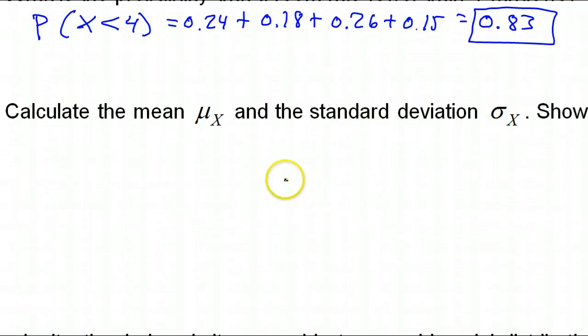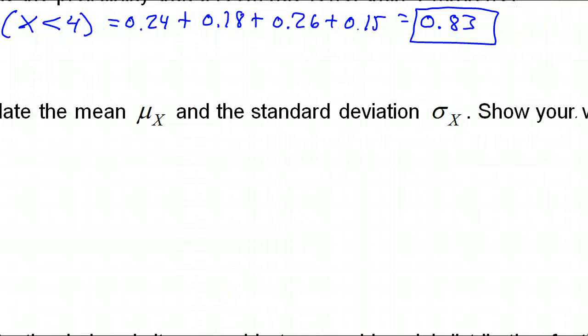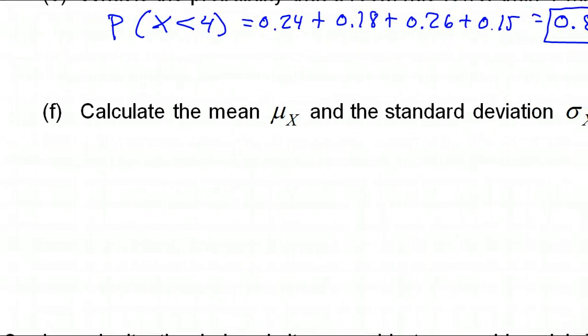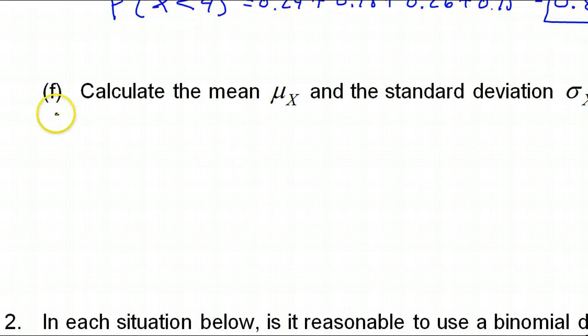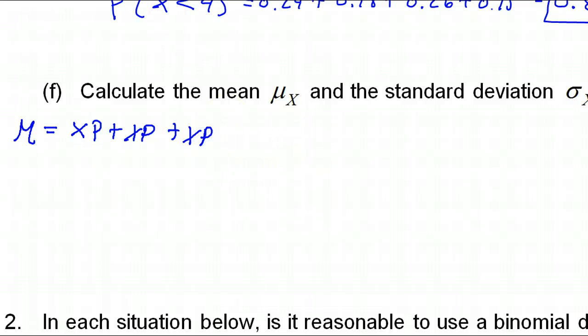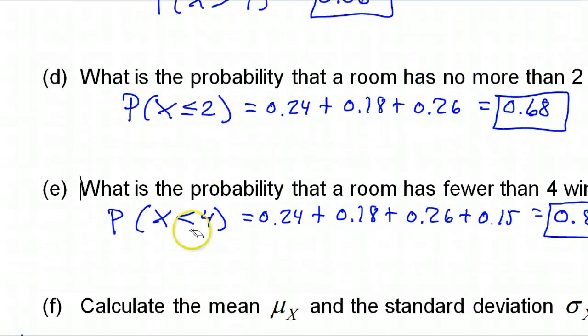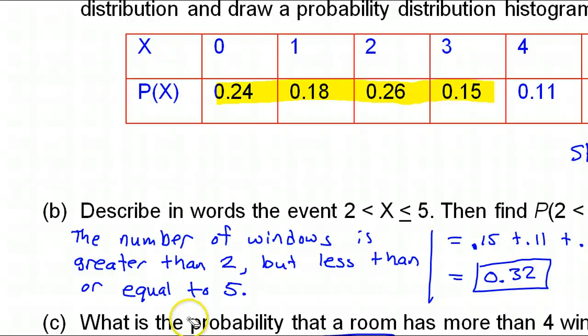All right, now calculating the mean and the standard deviation. Some of you guys just did not memorize the formula, even though I gave you the formula on a little piece of paper, you still didn't get it. So here we go. If I want to calculate the mean, you need to understand that the mean is XP plus XP plus XP until I get to the end. I'm talking about the X value times the probability. In this case, of course, the X values are just 0, 1, 2. So I'm talking about 0 times 0.24.